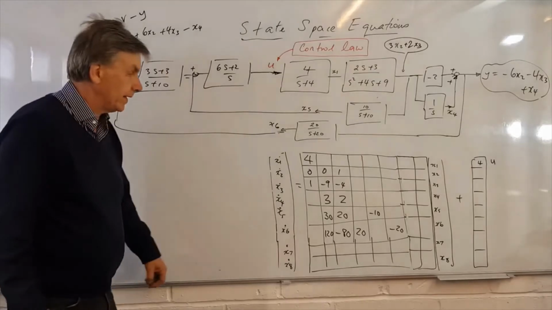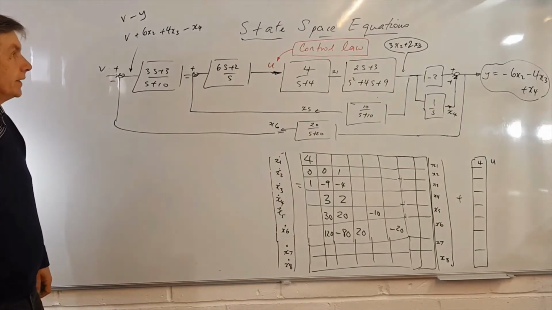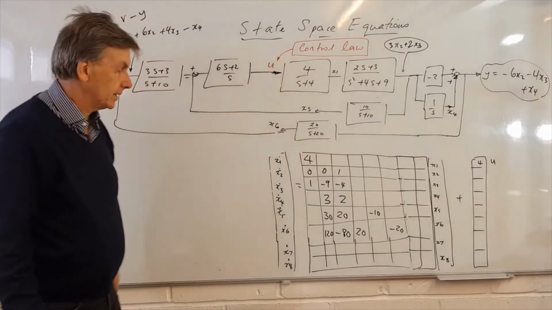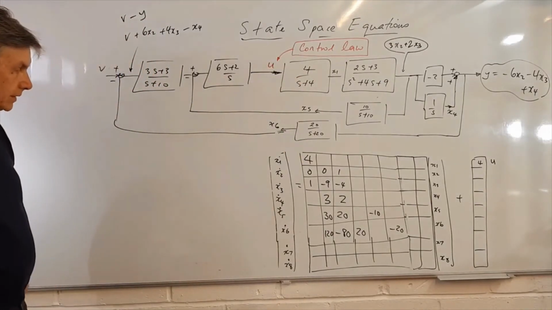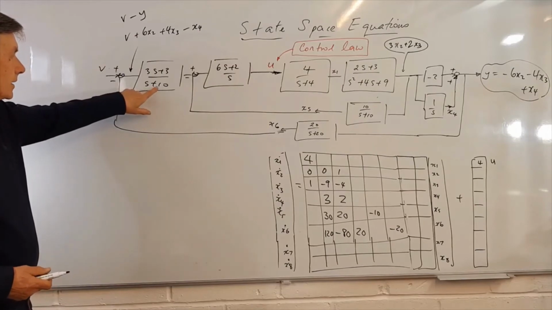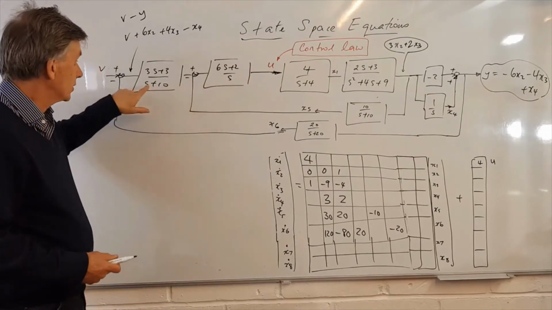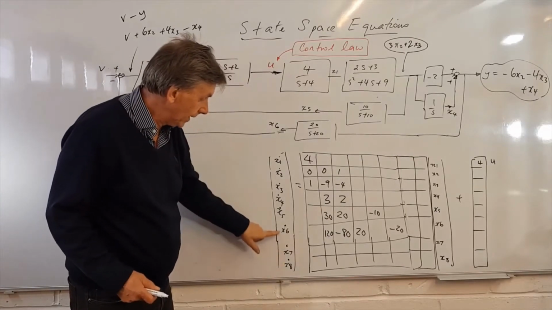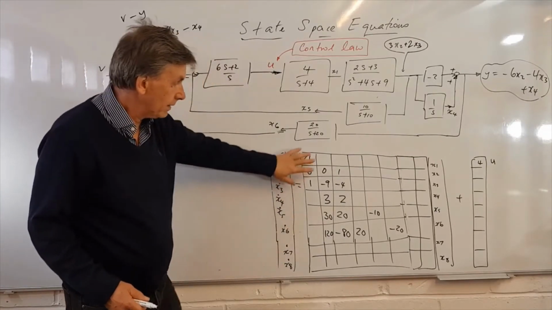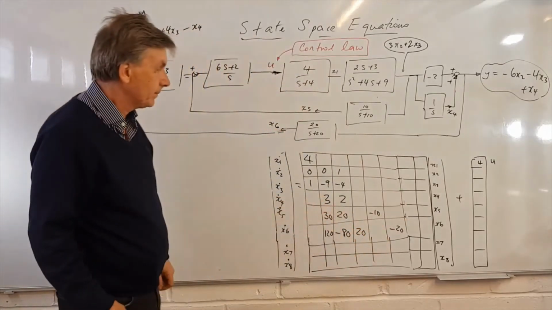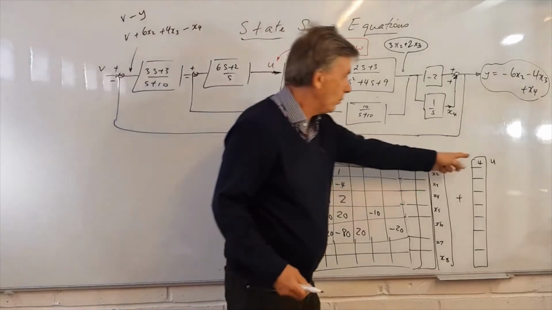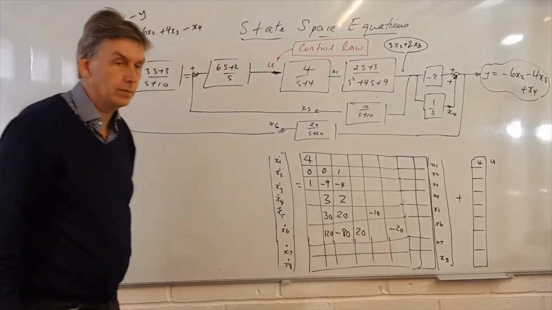Right, so we're now on the second part of the state space example, where we're now going to use the control law to get the closed loop state space equations. So the first thing I've done is, because we've got an extra state here and an extra state here, because we've got two S terms, I've extended the states by 2. So I've gone from x6 to x8. So I've now got an 8 by 8 matrix here, and an 8 by 1 for the input u.